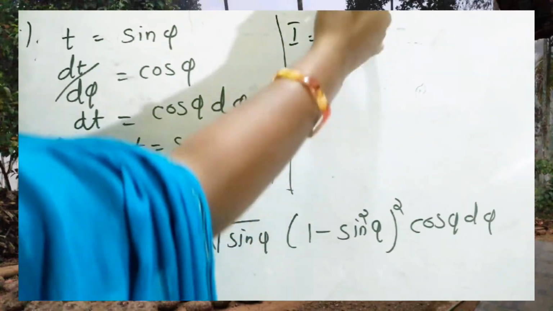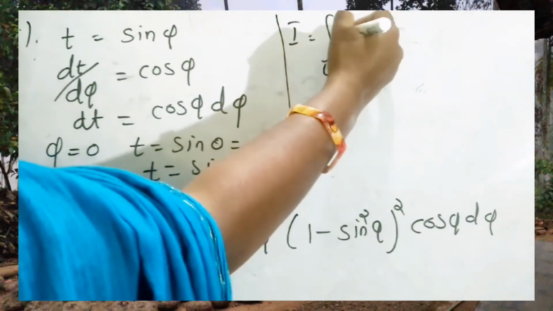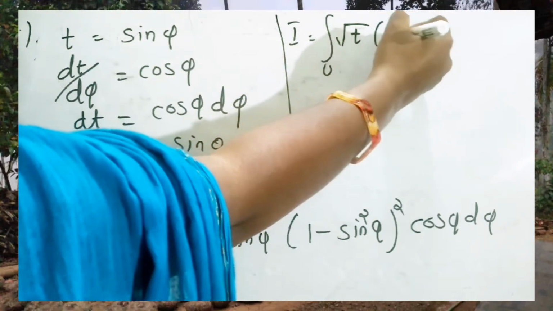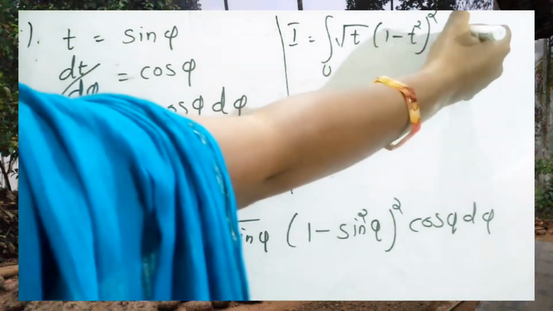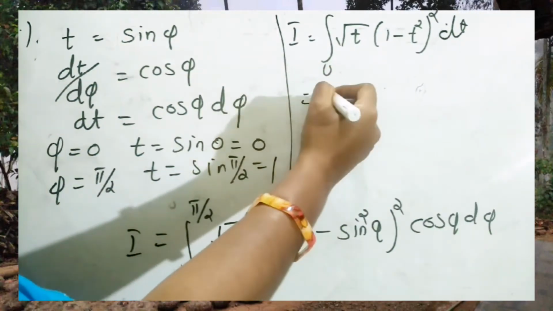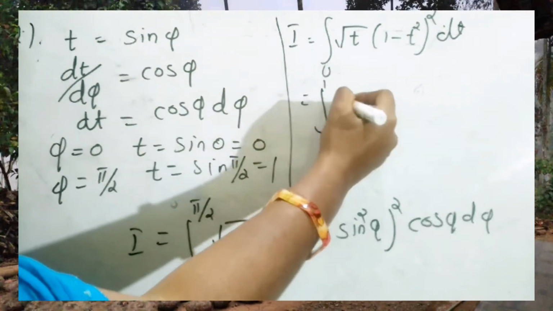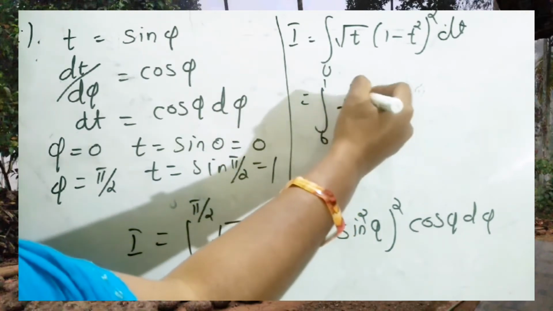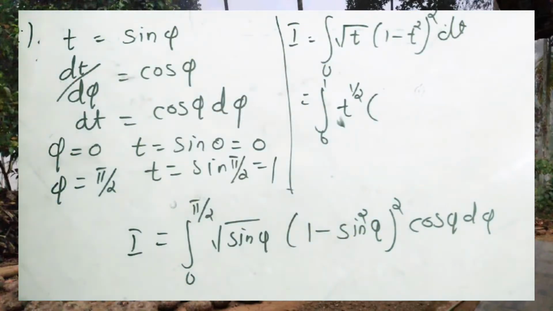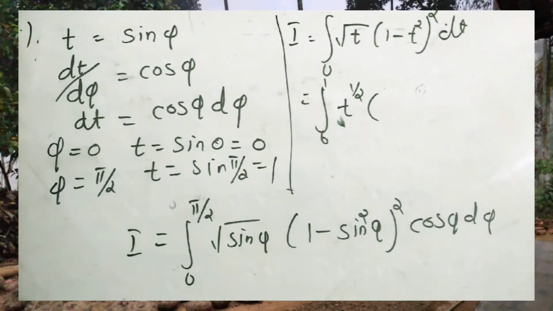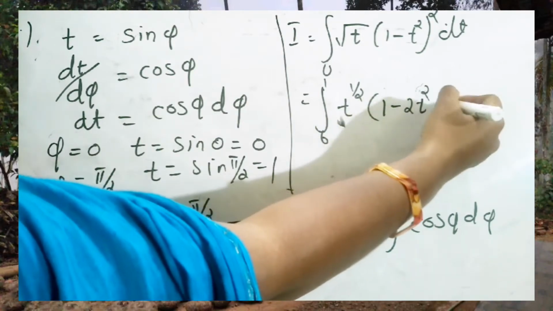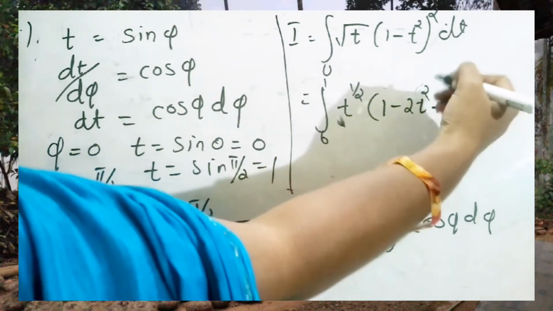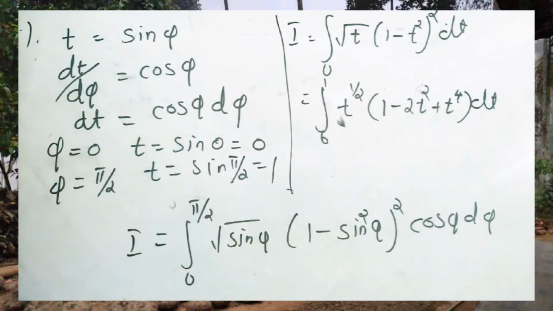is equal to integral 0 to 1 root t, 1 minus t square all square, cos phi d phi, that is our dt. And this is equal to integral 0 to 1 root t, that is t raised to 1 by 2, and 1 minus t square all square, that we can expand by using a minus b all square. So 1 minus 2t square plus t raised to 4 into dt we will get. Now we are going to open that bracket.